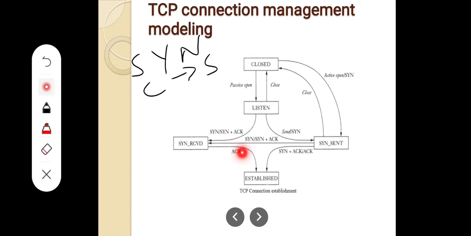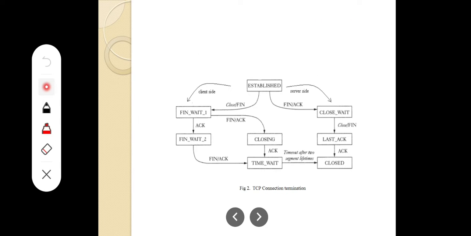So when this ACK is received from the client, he'll also be moving into the established state. Okay, so this is the meaning. Clear? So this is the concept for the TCP connection establishment. Okay, next is the concept of connection termination.